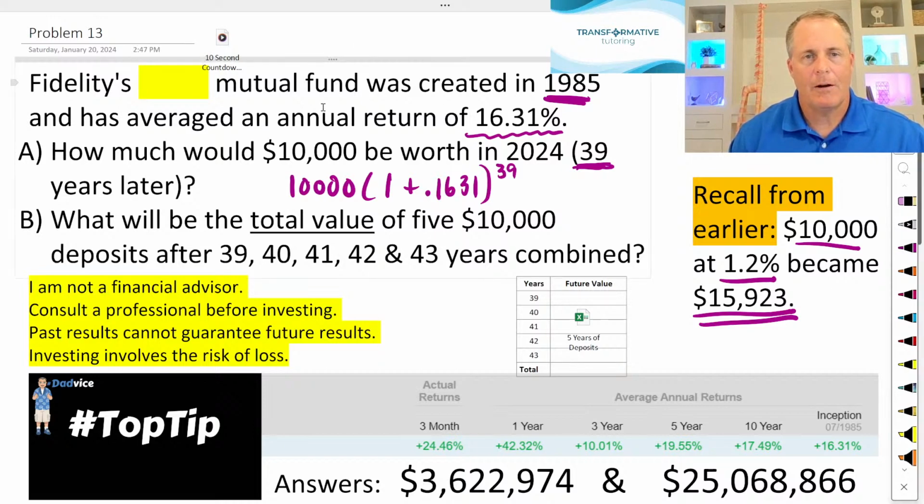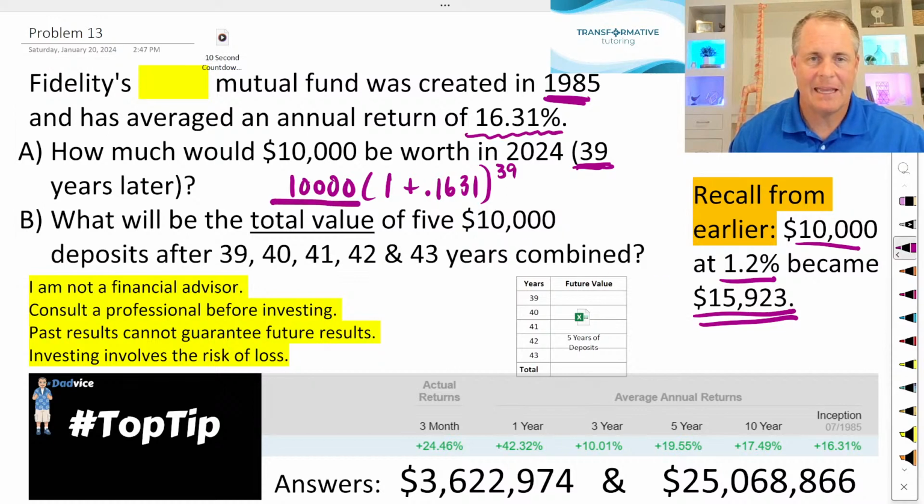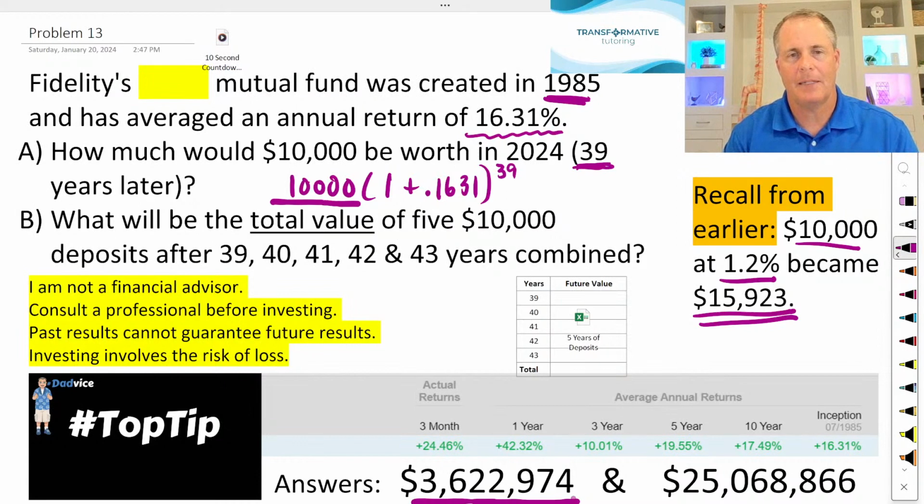If you didn't already tap pause, please do so and give it a try yourself. But I think you're going to be amazed to see that $10,000 can become $3.6 million. Now that is just one $10,000 deposit growing to be $3.6 million. So what I thought to myself is, if I could take 10,000 to make 3 million, maybe I shouldn't just make one $10,000 deposit. What if I made a $10,000 deposit on 5 different years?